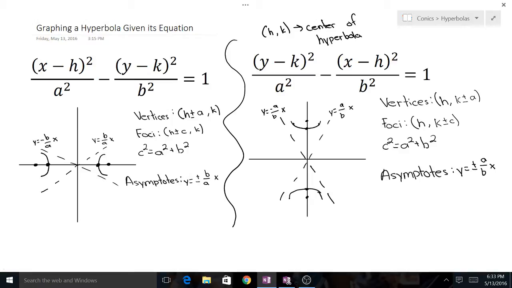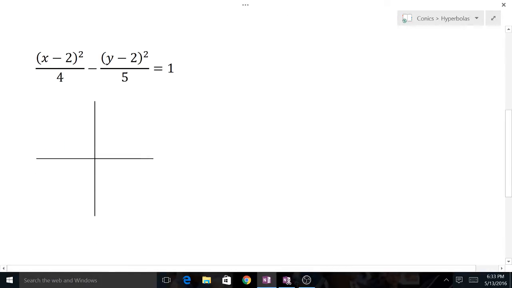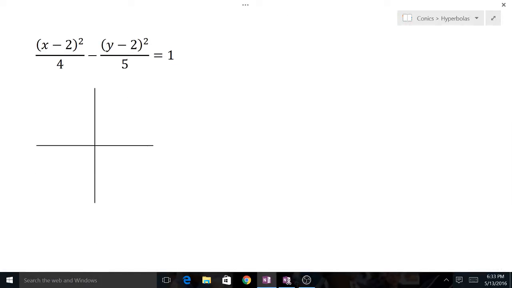So now we're just going to go through some examples, and you'll get the hang of it. It's the same process that we were doing when it was at the origin. So first, we have this equation, x minus 2 squared over 4 minus y minus 2 squared over 5. Immediately I noticed that the x comes first. So that means that we're going to be going from left to right. We're going to be opening both those ways.